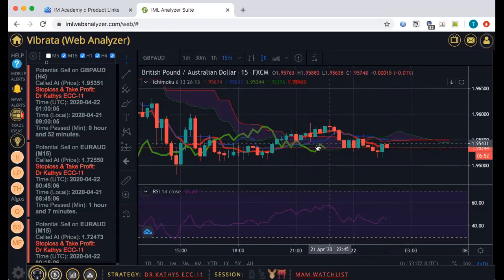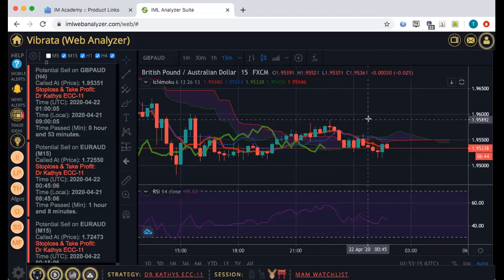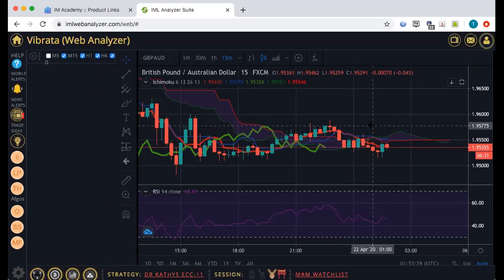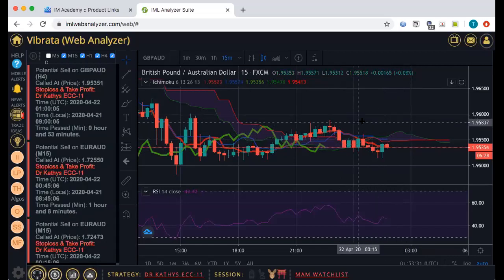So the way the algorithm is set for this particular strategy, for the ECC11 strategy, is that anytime the red line is above the blue line, price is buying. Anytime the red line is below the blue line, price is selling. If the red line is above the blue line, above the cloud, up in here somewhere, that is a strong buy. If the red line is below the blue line, below the cloud, that's a strong sell. Okay.